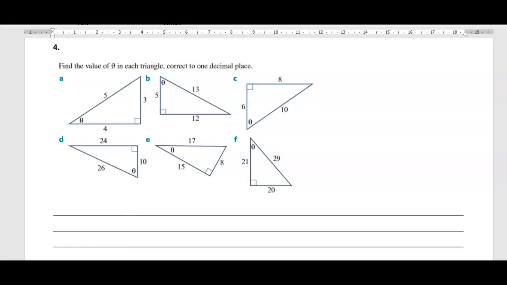Find the value of theta in each triangle. So in questions 1 to 3, we were finding a side. In question 4, we're going to use the trig ratios to find an angle. Okay, so what we've got here is theta. And why do they give us 3 sides? That just makes it hard to choose. Okay, so let's label the triangle. H, O, A. We only need 2 sides.